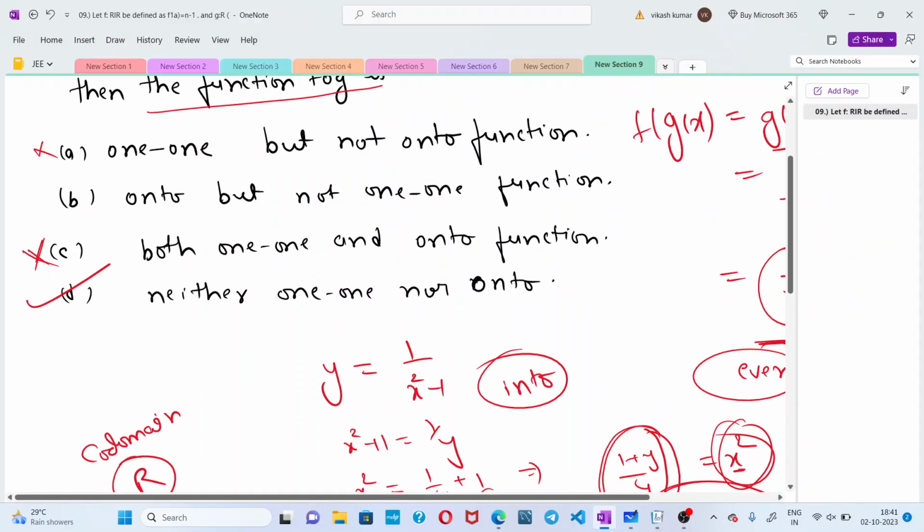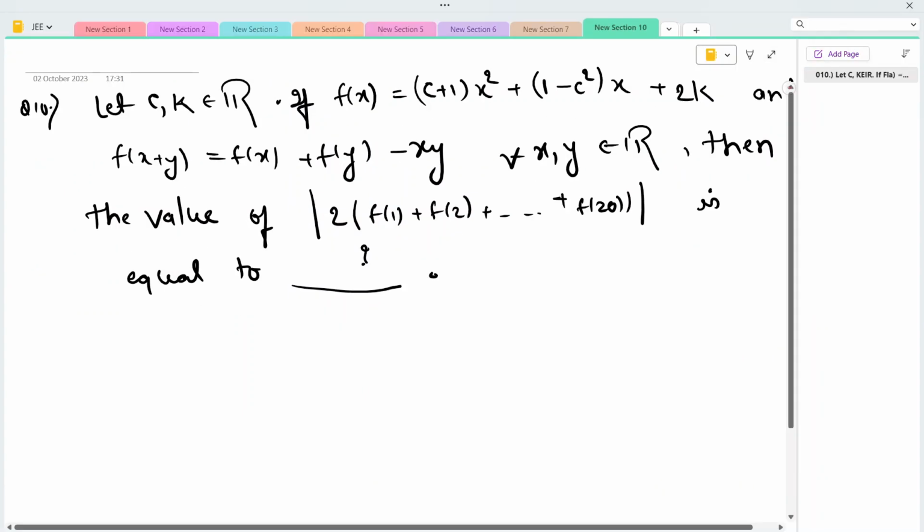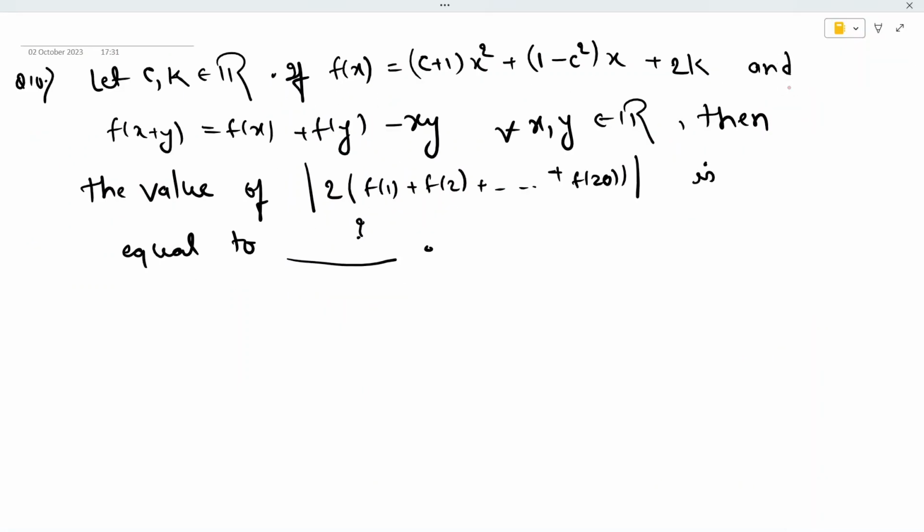Let's move to the next question. Last question of the functions. This is a very interesting question, so try to understand clearly. Try to find the logic behind this. So solving these questions, this is of 4 marks. I think so, this is of 4 marks.